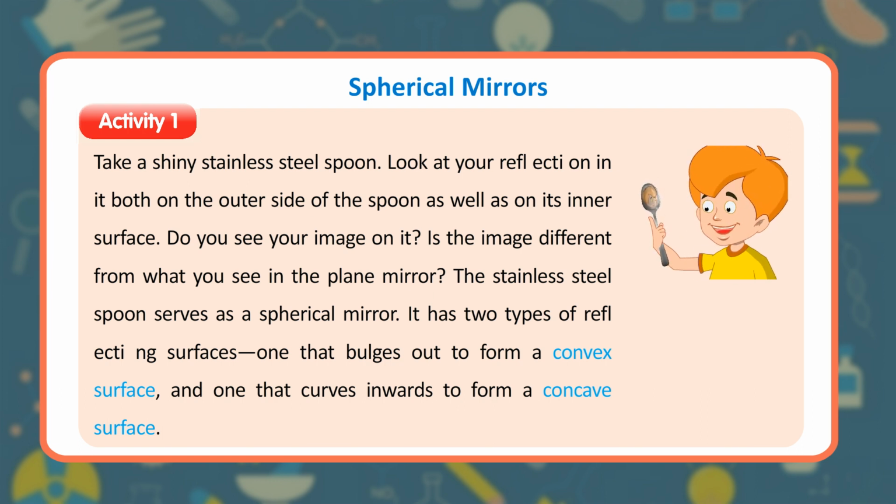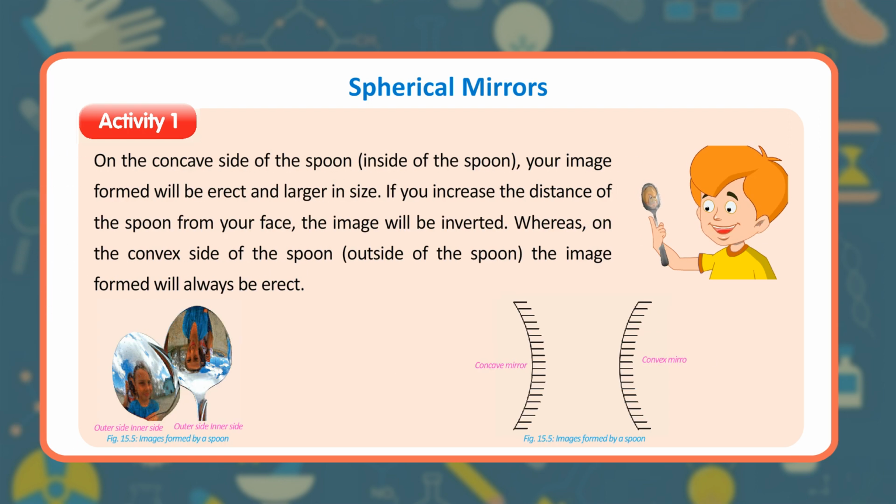It has two types of reflecting surfaces, one that bulges out to form a convex surface, and one that curves inwards to form a concave surface. On the concave side of the spoon, inside of the spoon, your image formed will be erect and larger in size.